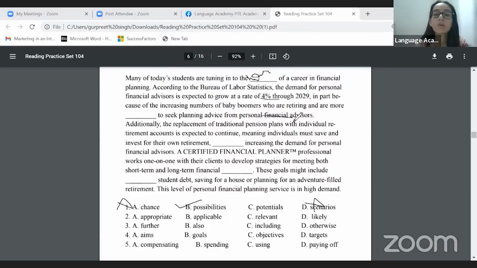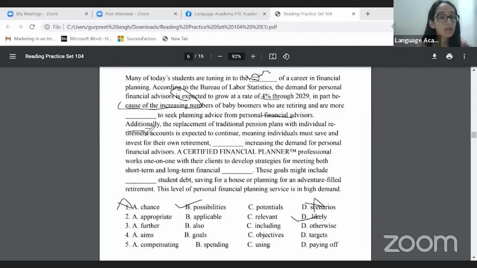This is a technique called simplifying the sentence by eliminating the difficult words so that you can understand what exactly it means. So people are retiring and they are more appropriate to seek planning advice. They are more applicable, they are more relevant, they are more likely to. It's better. Likely just means they are more possible. When you talk about the possibility of something happening, then we say likely. This is likely to happen. And are more likely to seek planning advice means there are more possibilities that they want planning advice from financial advisors. Additionally means this is the one thing, increasing number of advisors are needed.